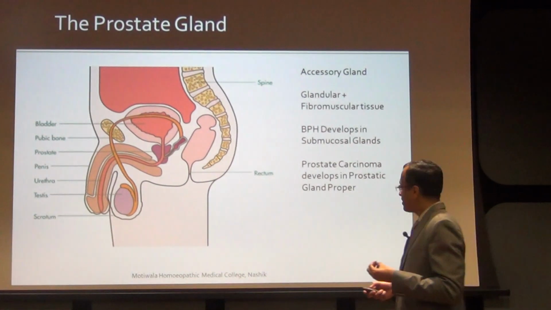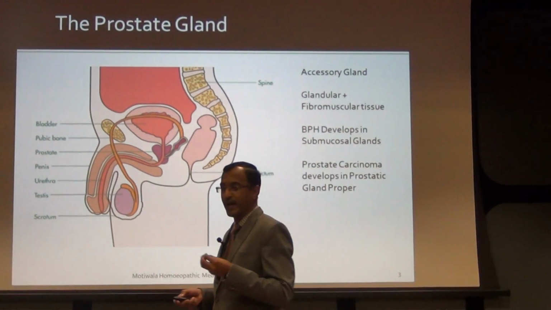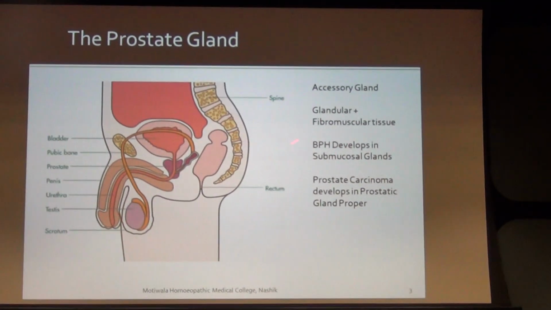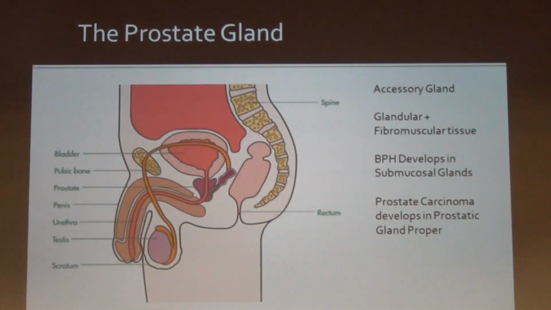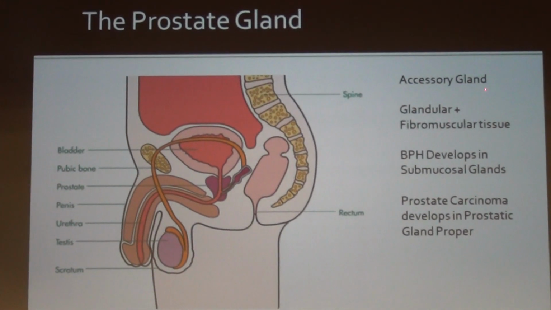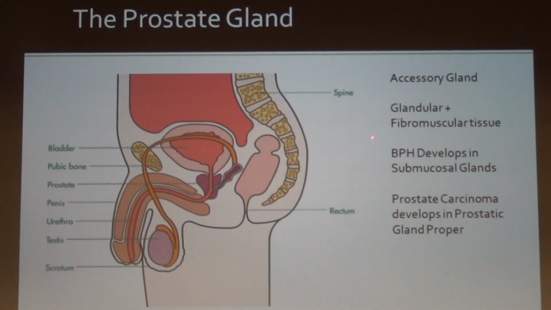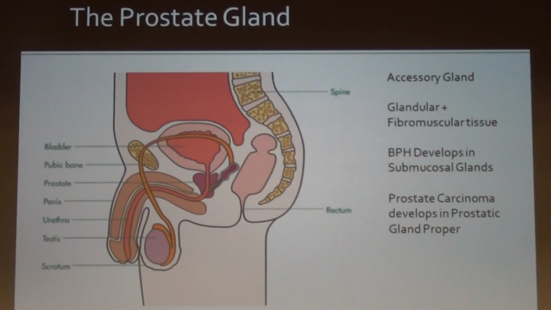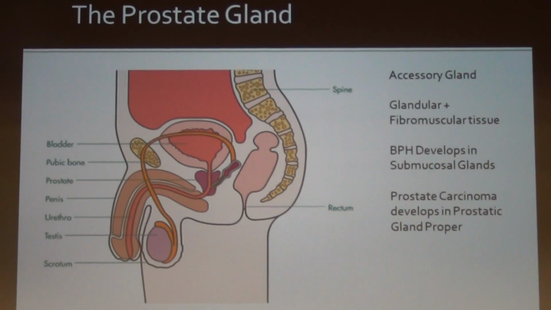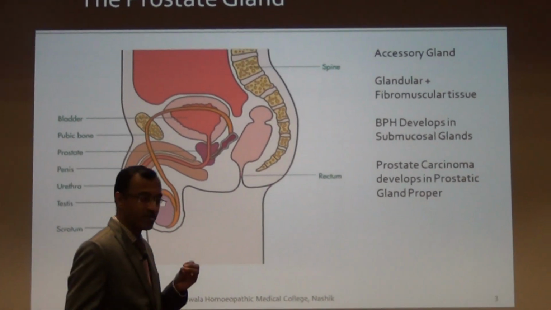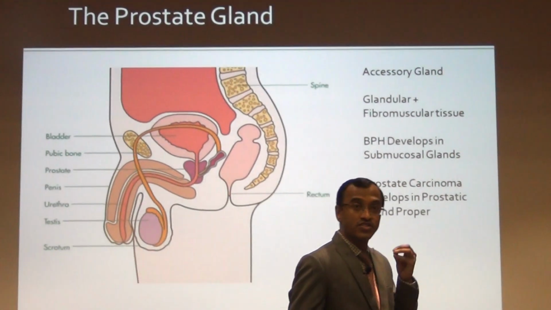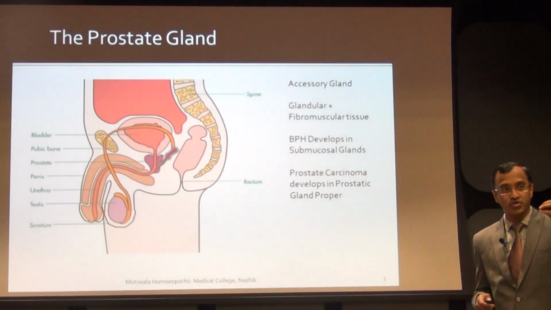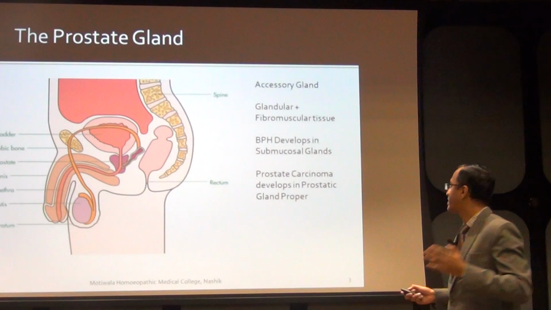Understand the prostate gland. This is one of the accessory glands present in the male genitourinary tract, and it has three key components. One is the glandular component, another is the fibrous component, and the third is the muscular component. All these three components have to be understood because they are involved when we talk about prostatic enlargement, that too in an elderly person.